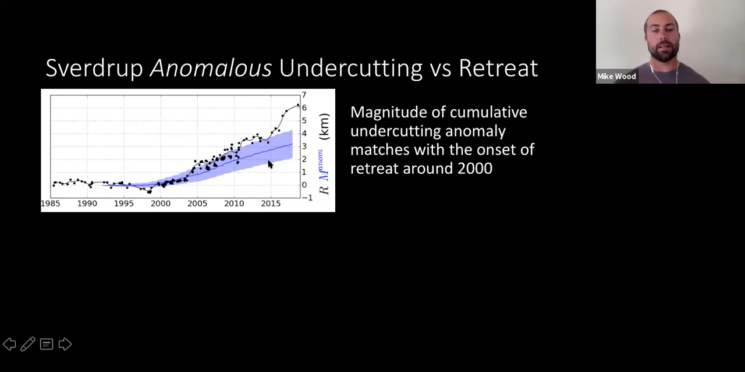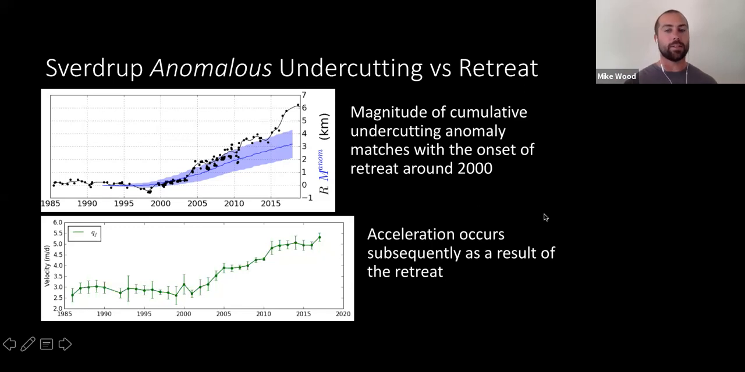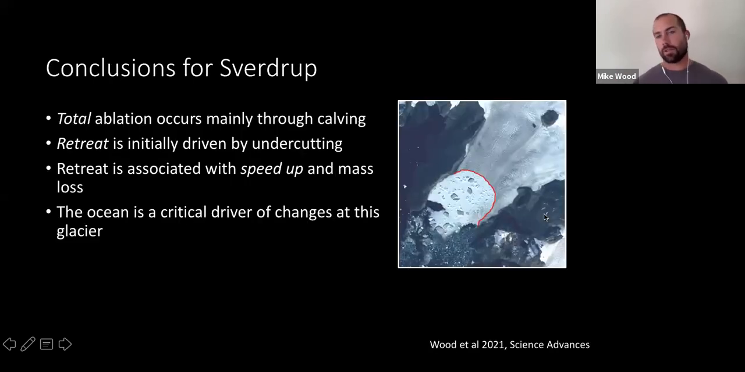This is providing a lot of evidence that this undercutting has a major role in the retreat. And the acceleration that we see is really a response to this progression. So conclusions for Sverdrup: even though the total ablation might occur through calving, its retreat is really initially driven by undercutting, which is related to changes in the ocean. So that retreat is associated with speed up and subsequent mass loss. And so what we conclude for Sverdrup is that the ocean is a really key driver of its changes.